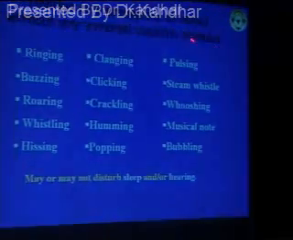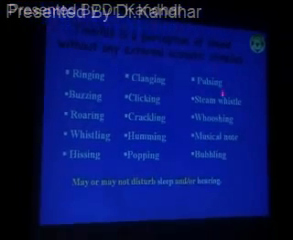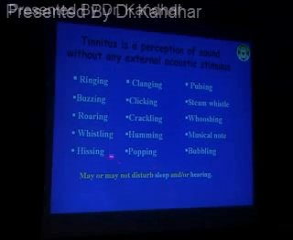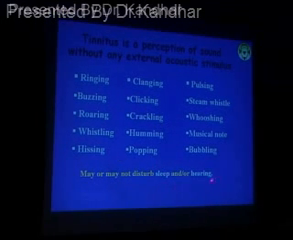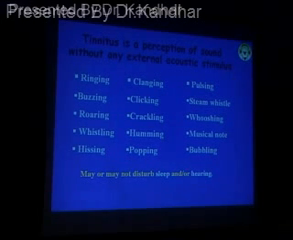We all know that tinnitus is a perception of a sound without any external acoustic stimulus, which may or may not disturb sleep or hearing. Normally, our patient comes to us when it is disturbing their day-to-day life, like a problem in hearing, it disturbs sleep, or it's in annoying situations. Otherwise, usually our patient doesn't come. Still, the incidence of tinnitus is very high.